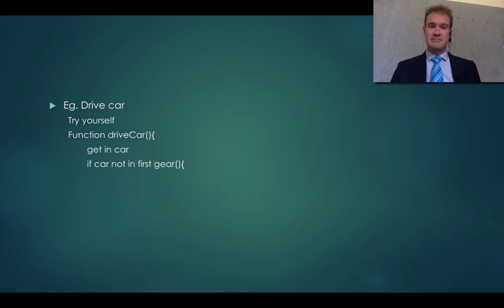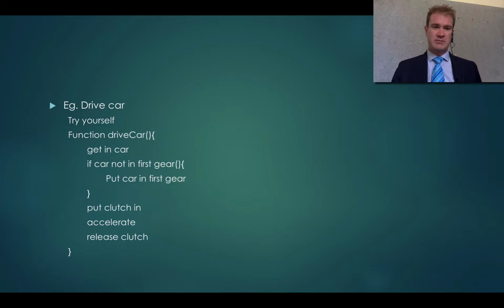If the car's not in first gear, then we want to put the car in first gear because that's where we start. Put the clutch in, accelerate, release clutch, and away we go. So that might be one way of looking at driving a car. You've probably got a quite different one, but as long as you're getting the idea of how pseudocode works, that's the important thing. Let's look at another couple of examples.